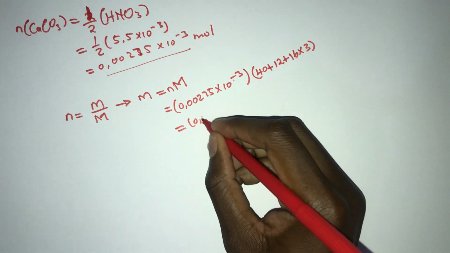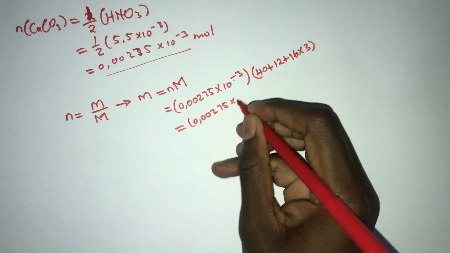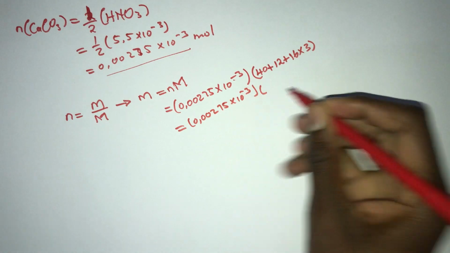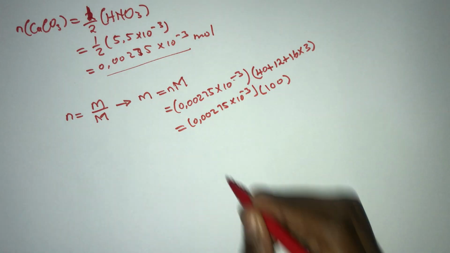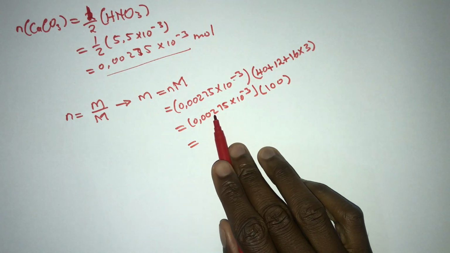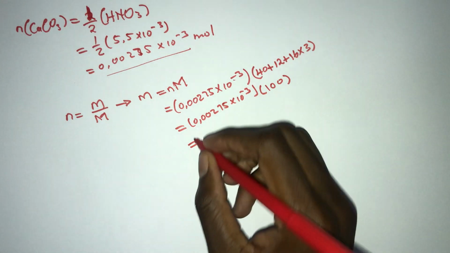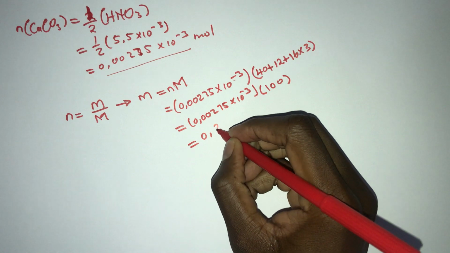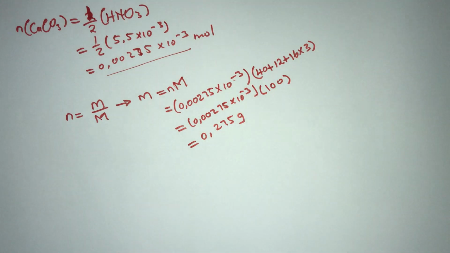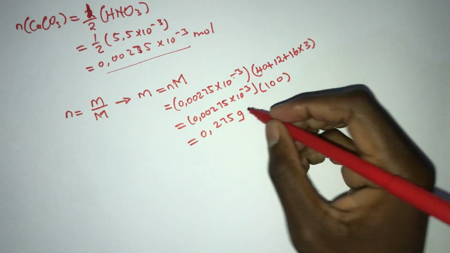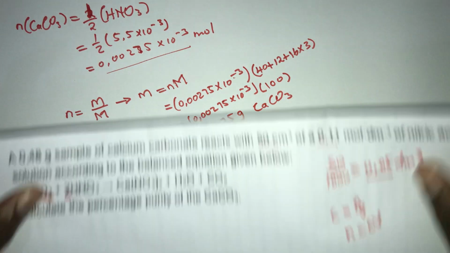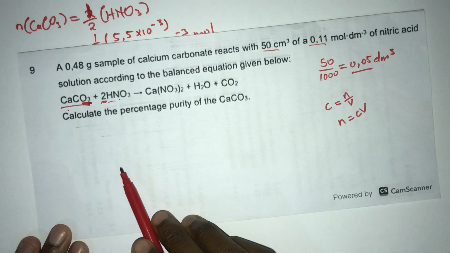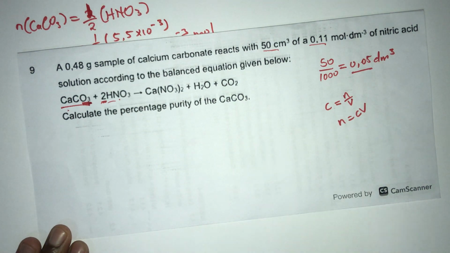So now what are we going to get? This is 2.75 multiplied by 10 to the negative 3. Then when we add this, it gives us 100. So when we multiply 100 by that, we get 0.275 grams. So now let's go back to the question. Now we have the mass of calcium carbonate, which is CaCO3. The question said, calculate the percentage purity of the calcium carbonate.